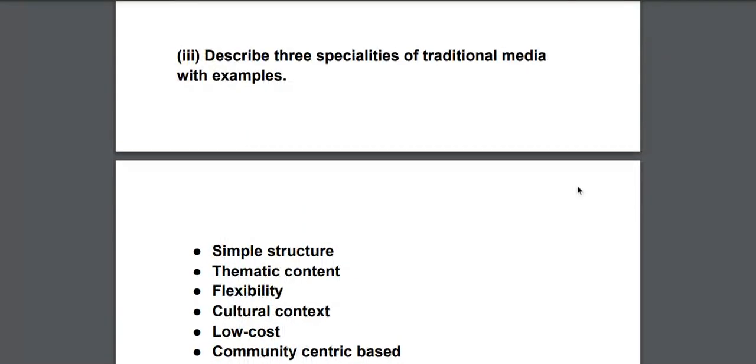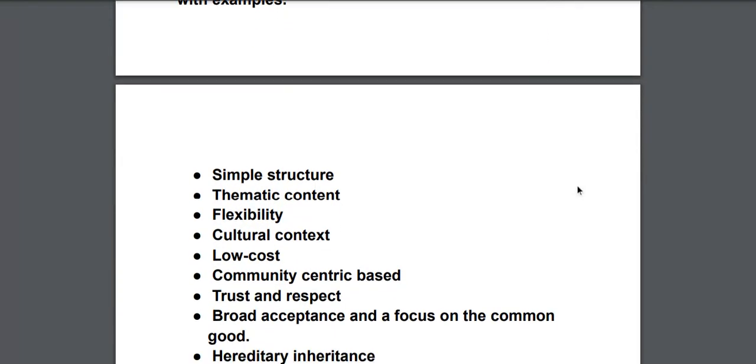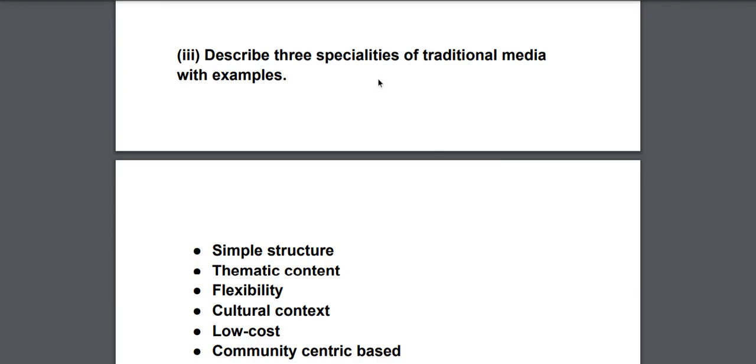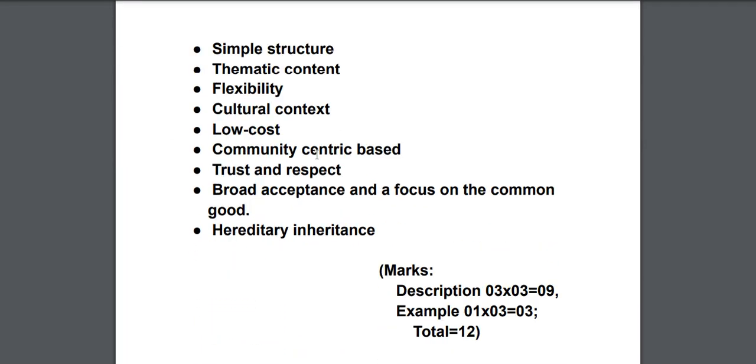And also sometimes they are giving marks separately. That means, as I mentioned before, you have to write the point. After that a clear description and also a suitable example. So here, describe 3 specialties of traditional media with examples. So here 3 and also describe. So you have to write 3 points, description and example. As I mentioned before, your structure is point, description and example.